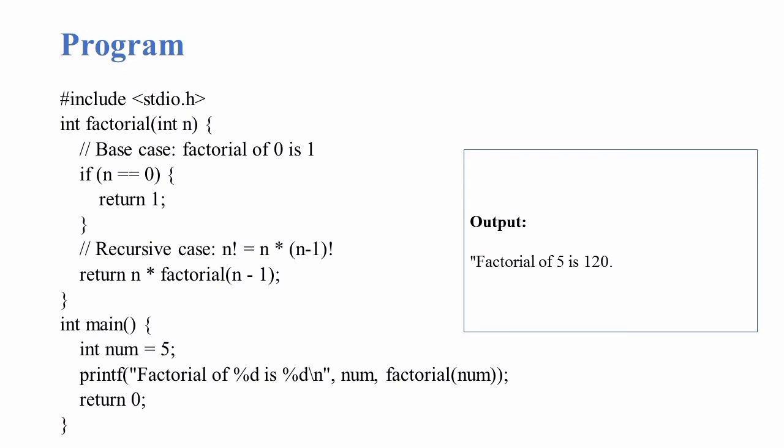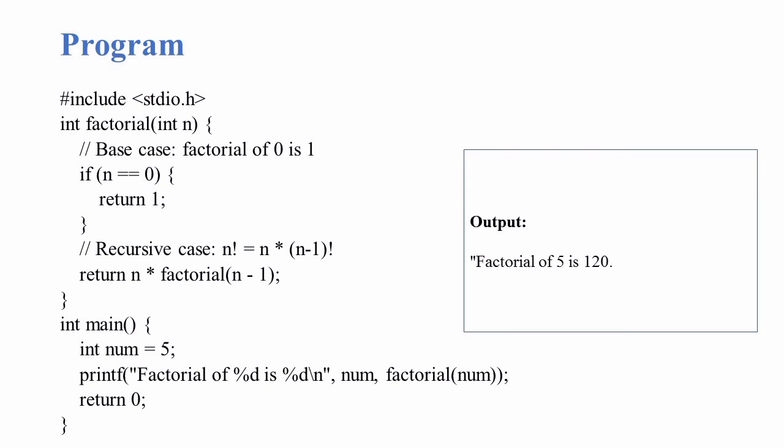int main function. This is the main function of the program. Here next, int num = 5. This line declares and initializes an integer variable num with the value 5. This is the number for which the factorial will be calculated. Next, the printf function is given. This line uses the printf function to print the result of the factorial calculation.